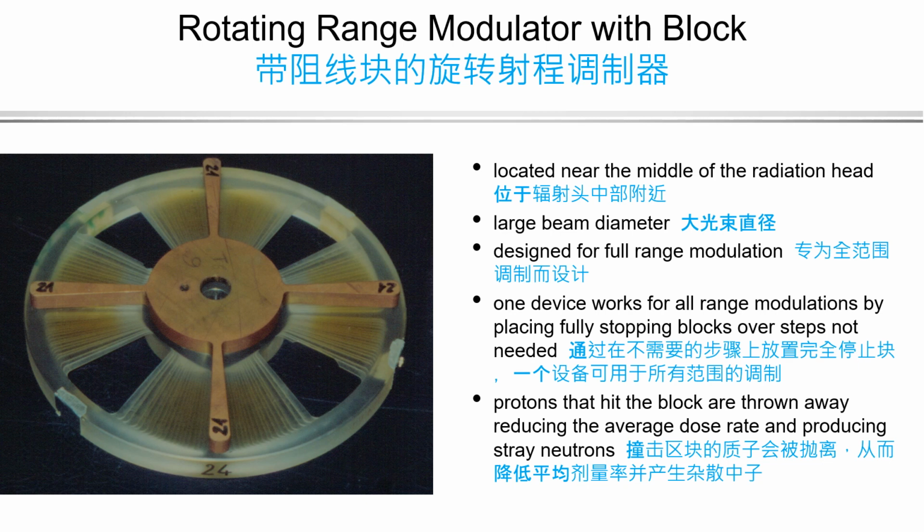The device seen in this picture is similar to the previous one and is located near the middle of the radiation head and can be used with large beam diameters. Unlike the previous example, it is designed for full range modulation. By placing fully stopping copper blocks of different angular widths over the plastic steps, different mesa widths may be obtained. Unfortunately, many ions are thrown away in this process, reducing the average dose rate and producing stray neutrons.